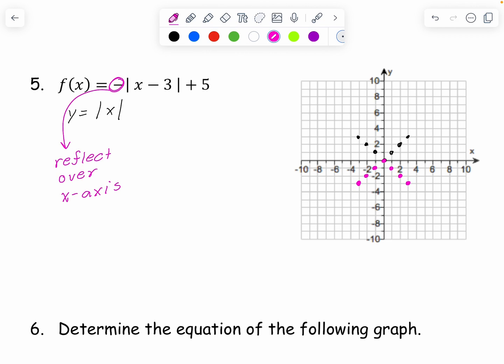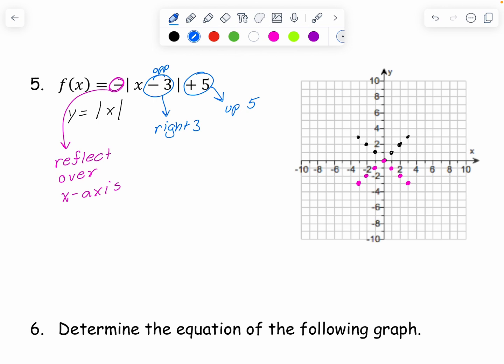Okay, so that has taken care of the reflection, but that's it. I haven't done anything else. I have to look at what else I have to deal with. I have this -3 that is inside of the function. Therefore, since this is opposite, that means this one is going to shift to the right 3 units. Then I have a plus 5 behind the function, and so that is going to shift it up 5.